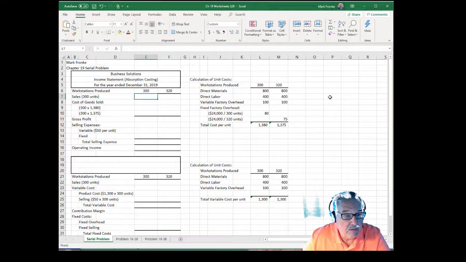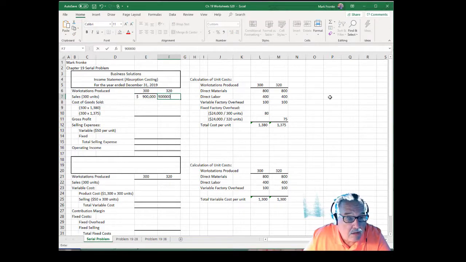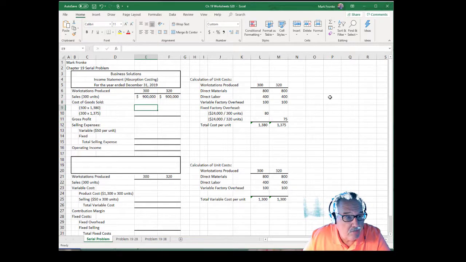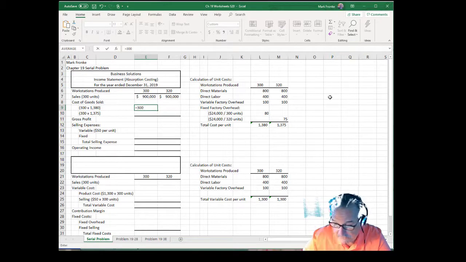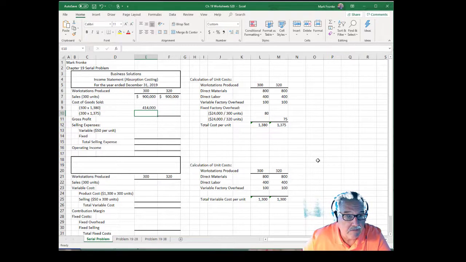2019. Now keep in mind, what's changing here is the number of units we produce, not the number of units we sell, because we're still selling 300 units, and the selling price is $3,000 each. Our cost of goods sold, if we make 300, is going to be 300 units times the 1380, and I'll link it over here.